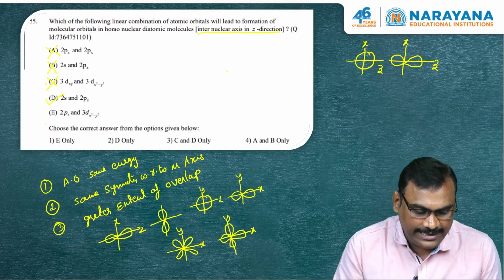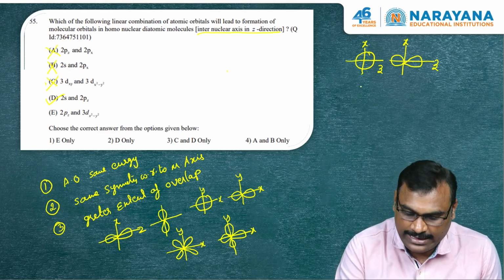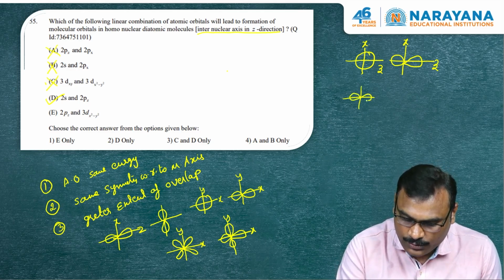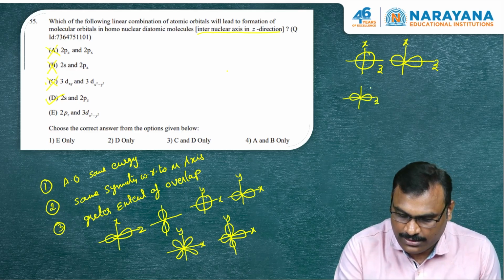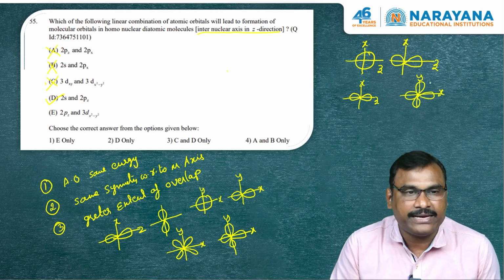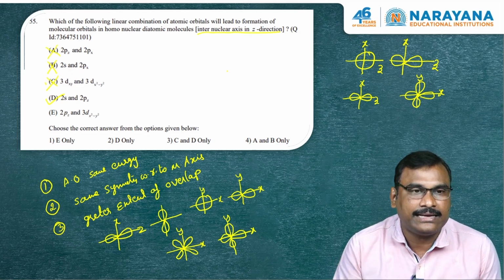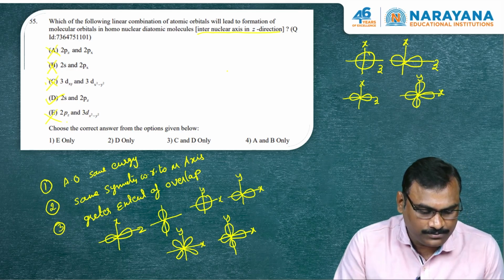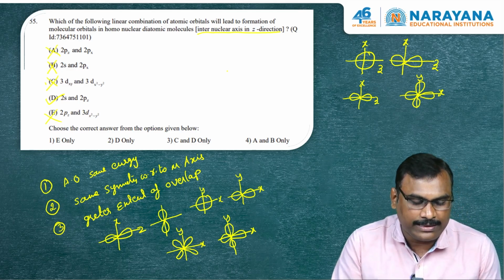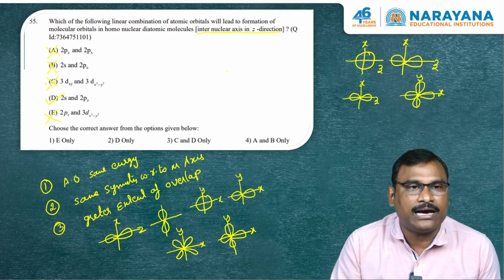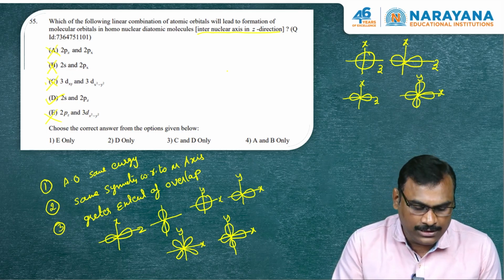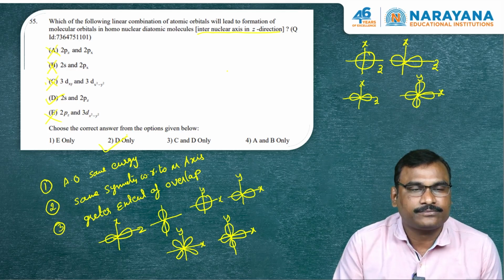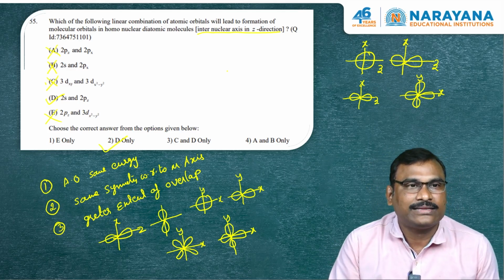And again, the E, 2pz and 3dx square y square. Likely this is the 2pz. Now this is x, and 3dx square y square, this also has its electron density in the xy plane. For the 2pz, the electron density is in the z direction, so again they do not have the same symmetry to combine. So among the given, only option D is the favorable condition for the linear combination of atomic orbitals to give a molecular orbital. So option 2 is correct. Okay, now students, let us go for the next.